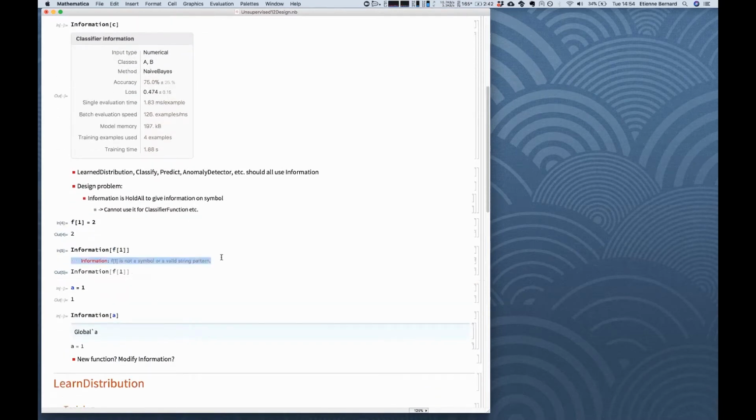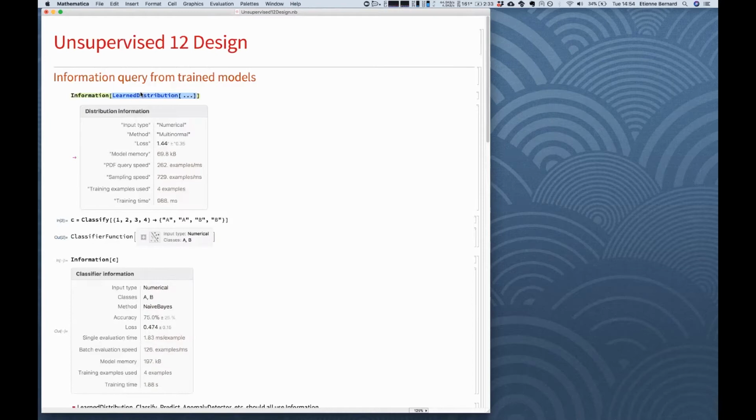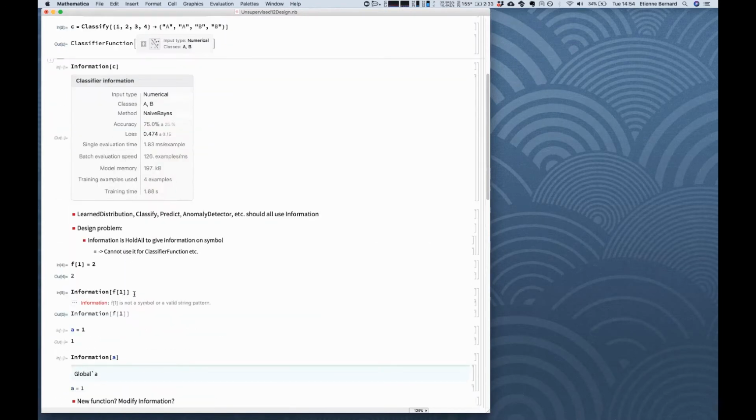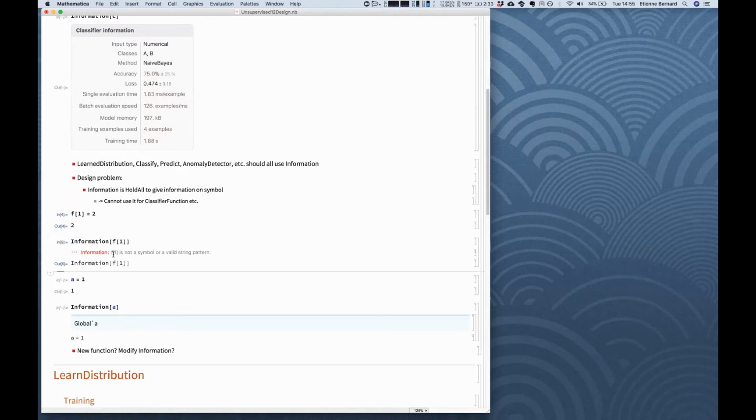No, it's not a symbol or valid string pattern. So actually, there's an easy compatibility hack here, which is just to make it HoldFirst and have it look and see if it's a symbol. I'm not sure anybody's using that behavior, but we could certainly continue it. A test if it corresponds to one of the special cases: it would evaluate, see if it's a learned distribution or the classifier. Yeah, that's pretty horrifying. If it's not, it gives information about the symbol. Didn't we talk about this in the design of the Information function?